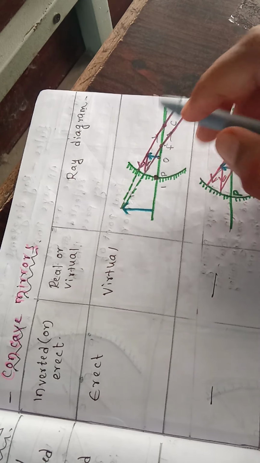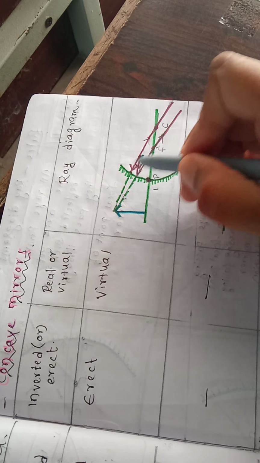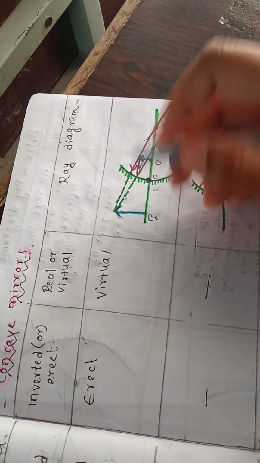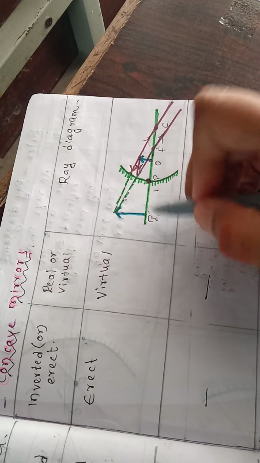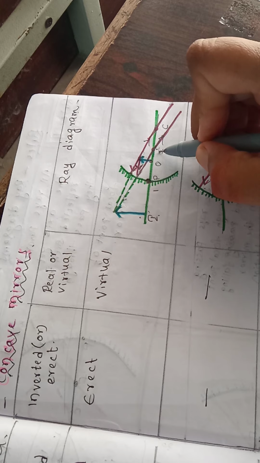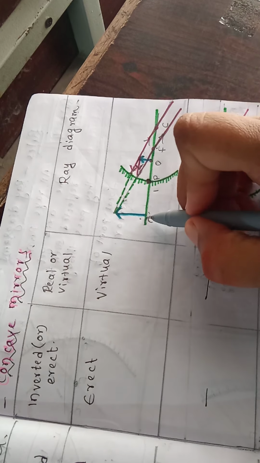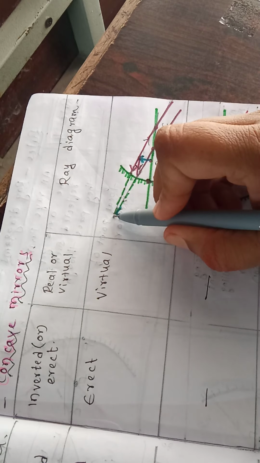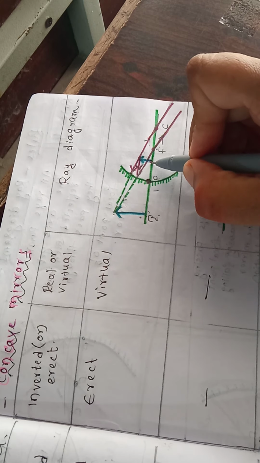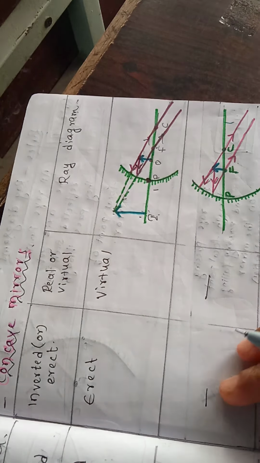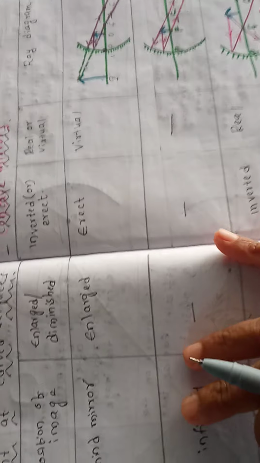Now we see that these rays appear to reflect from this position I. This means the image is formed behind the mirror. When an object is placed between pole and principal focus, the image is formed behind the mirror. And see the image, it is enlarged compared to the object. It is erect, and this image is a virtual image. So it is an enlarged, erect and virtual image.